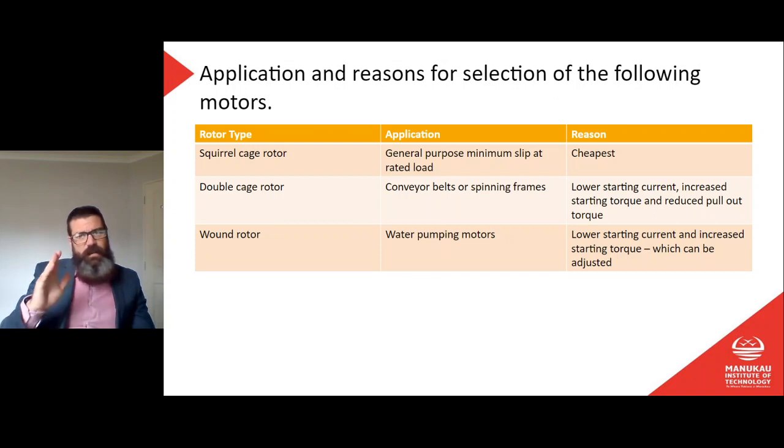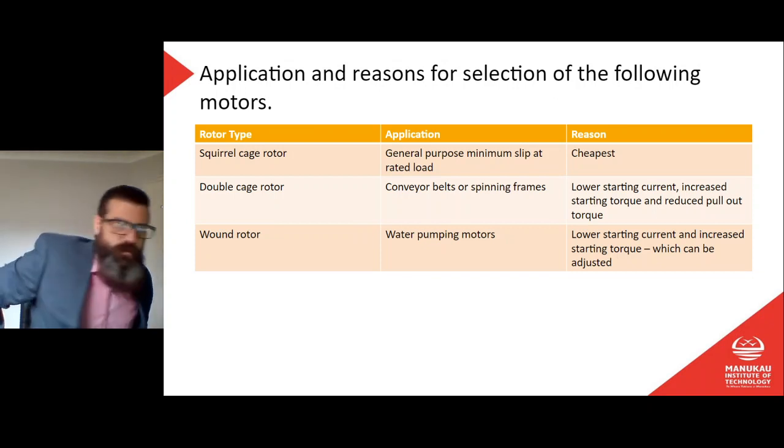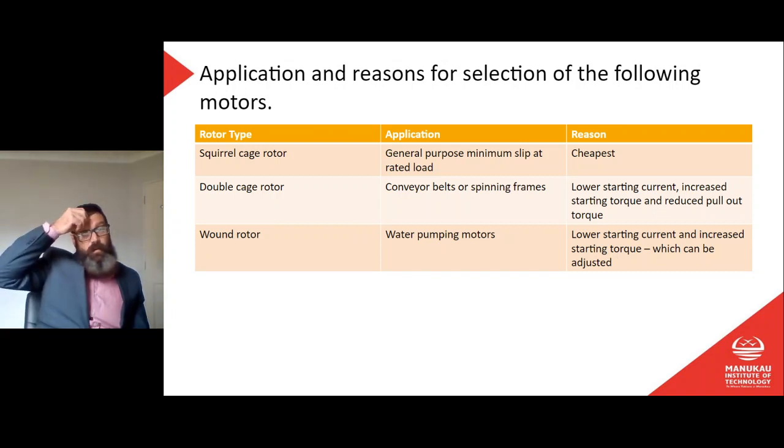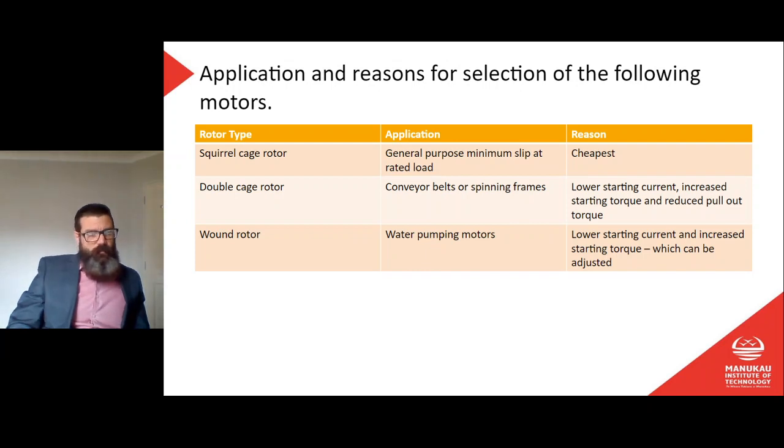Lower starting current, increased starting torque, and reduced pull-out torque. And a wound rotor, we use it for water pump motors: lower starting current and increased starting torque, which can be adjusted. So if we need that high starting torque, we might use the wound rotor.